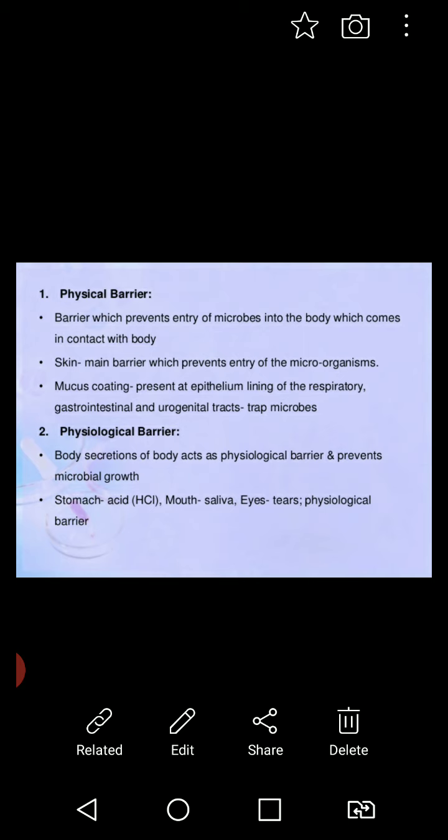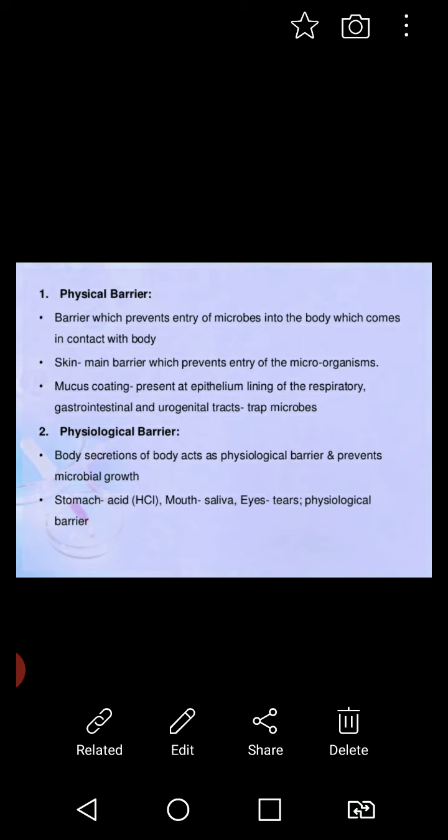First one is tears from the eyes, saliva in the mouth, acid in the stomach. These prevent the growth of microbes. What are the barriers involved in physiological ways? Tears from the eyes, saliva in the mouth, acid in the stomach.